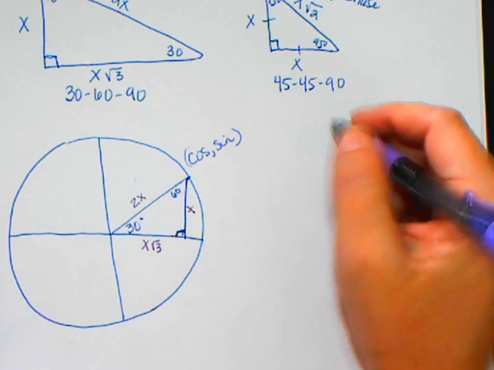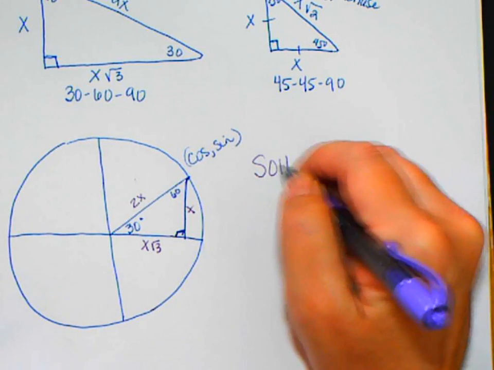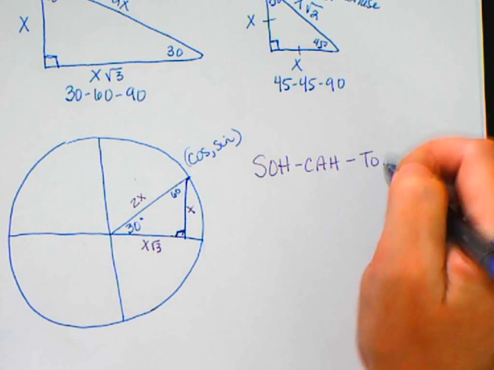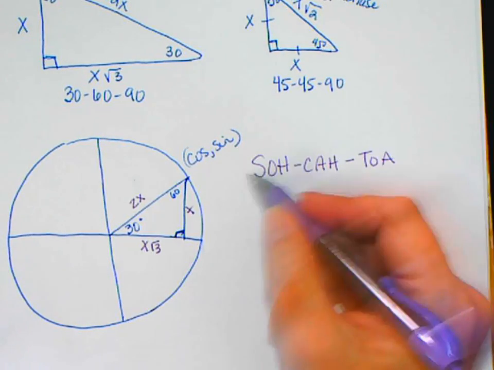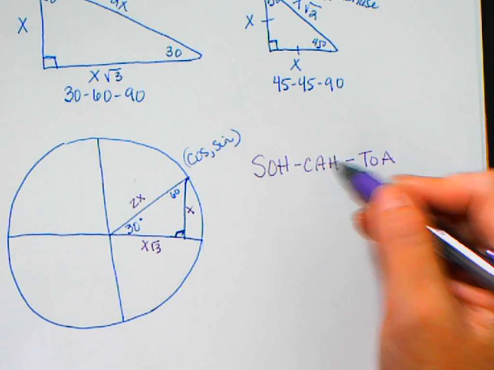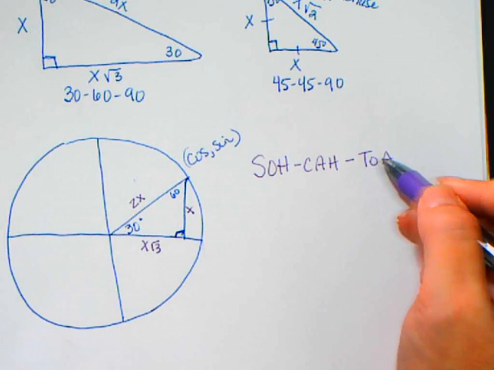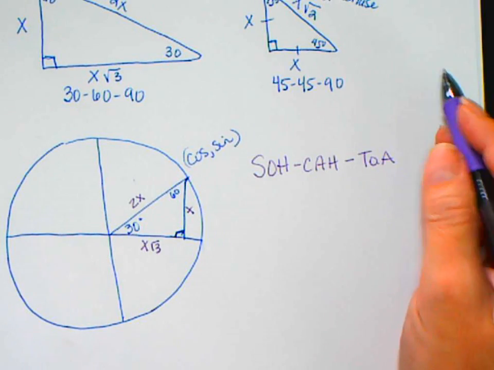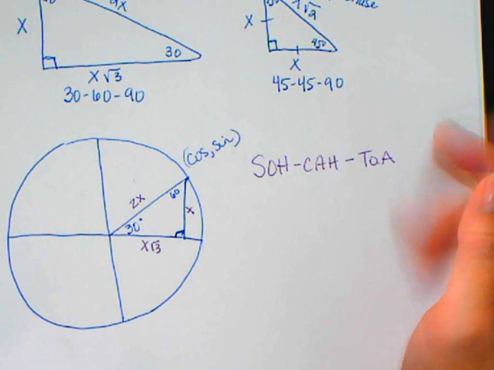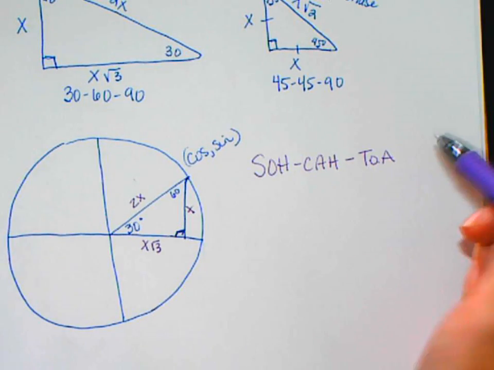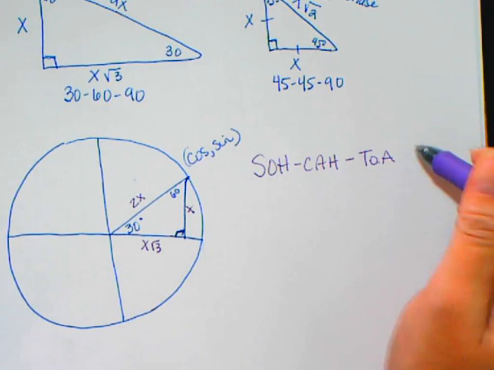So this is where knowing what SOHCAHTOA stands for helps us, because that helps me remember, okay, if I'm finding the sine, I do opposite over hypotenuse. If I'm finding the cosine, I do adjacent over hypotenuse. And if I'm finding the tangent, I do opposite over adjacent. Again, I don't really need tangent to find cosine and sine, but in future, you will need to know how to find tangent.